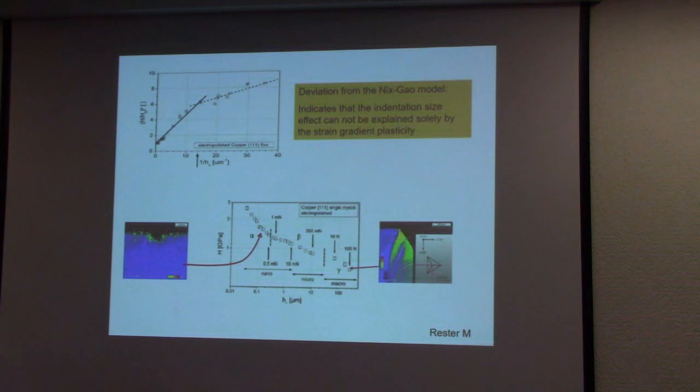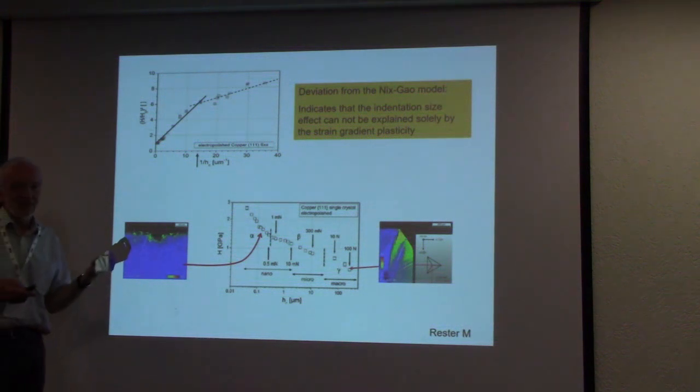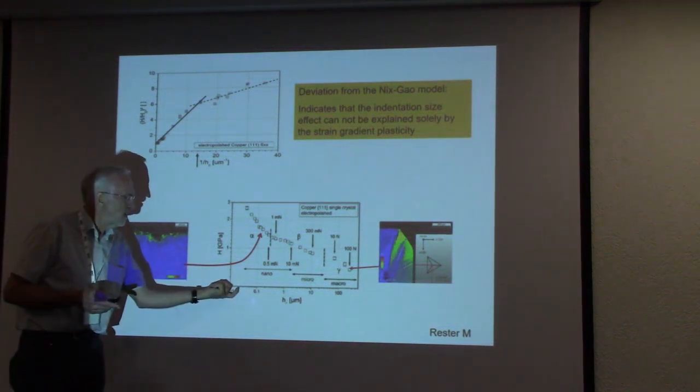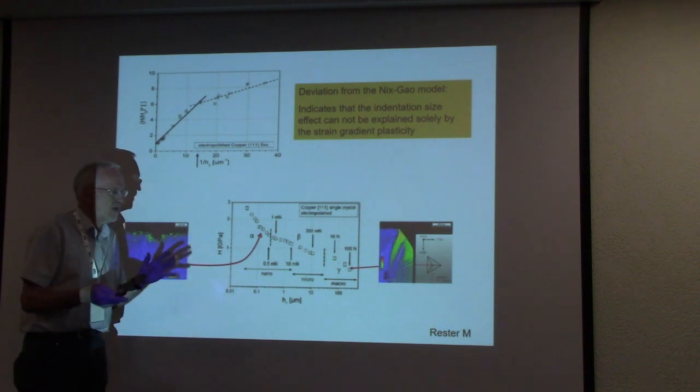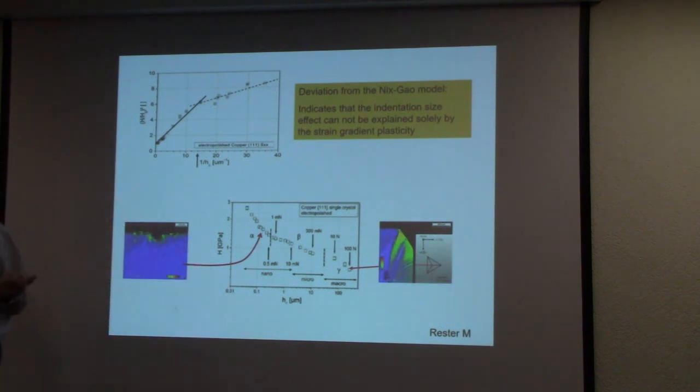So plasticity is extremely size sensitive when we go to dimensions below 100 nanometers. But when we look at the separation processes in brittle or semi-brittle material, then we are in this area. Yes.